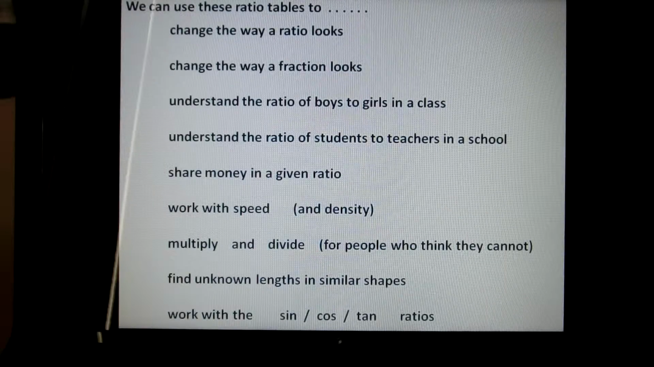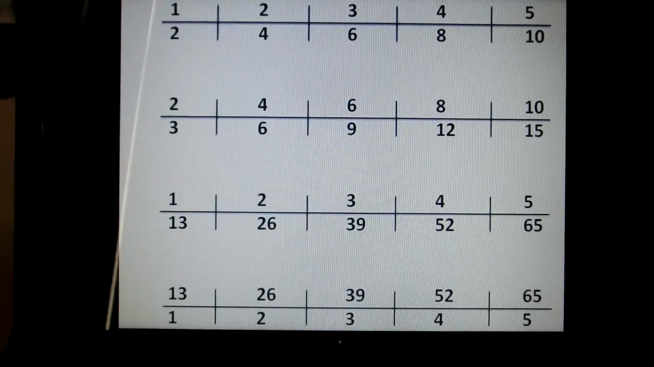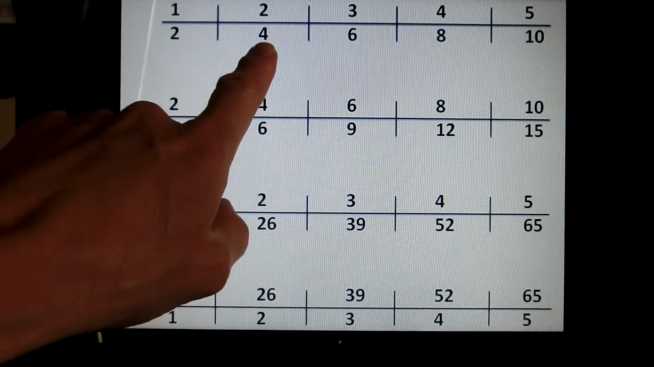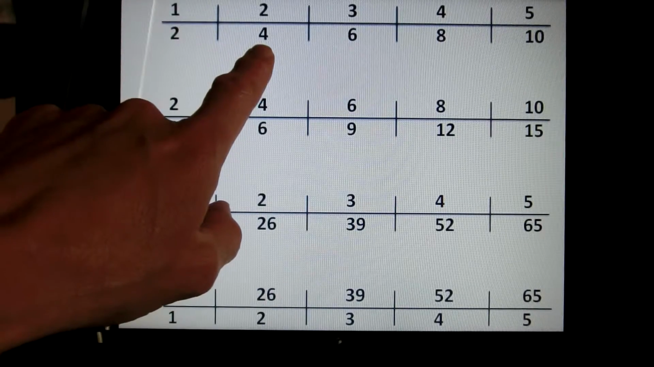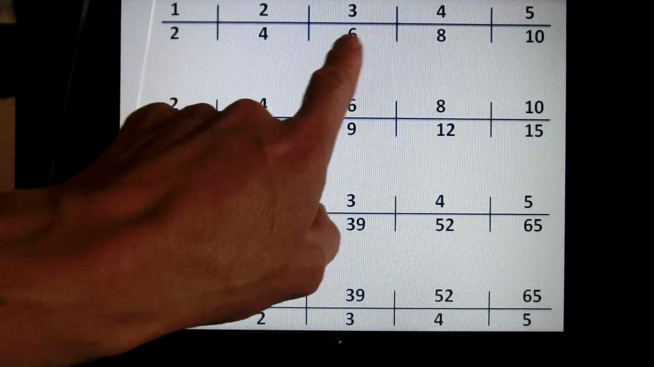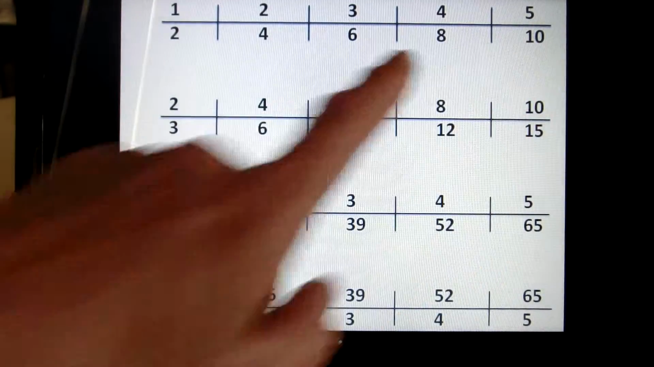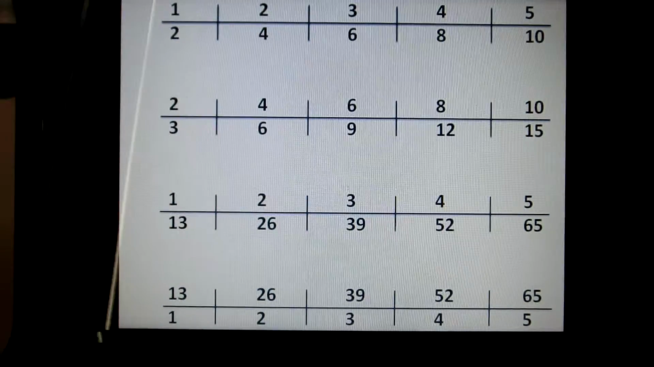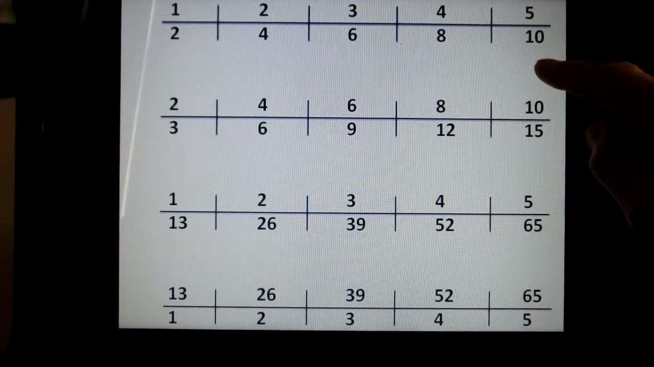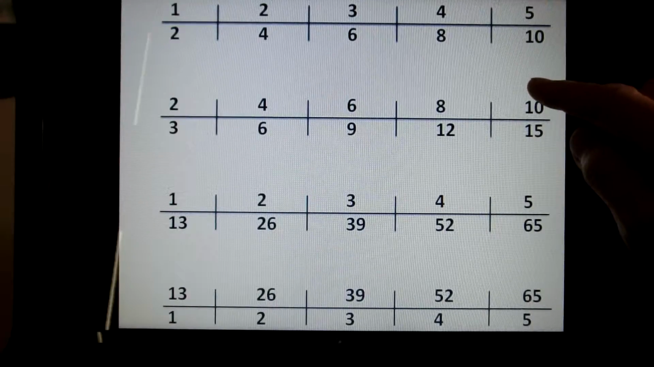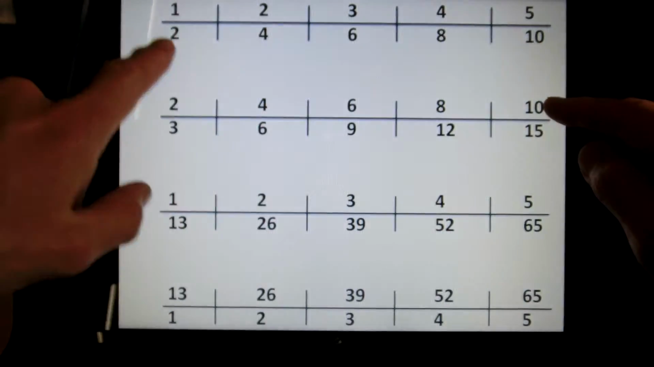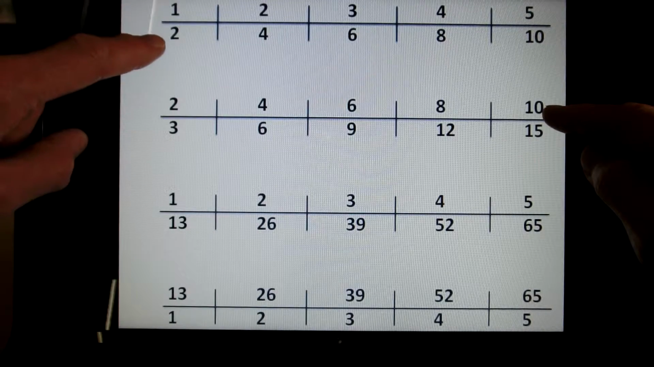We can use ratio tables to change the way a fraction looks. So you know that a half is the same as 2 quarters, and 2 quarters you'll probably know is the same as 3 sixths, and the same as 4 eighths, and the same as 5 tenths. So if you have a fraction like 5 tenths and you want to write it in a simpler way, you can divide by 5, and there you are, the fraction is worth the same, but written in a simpler way.